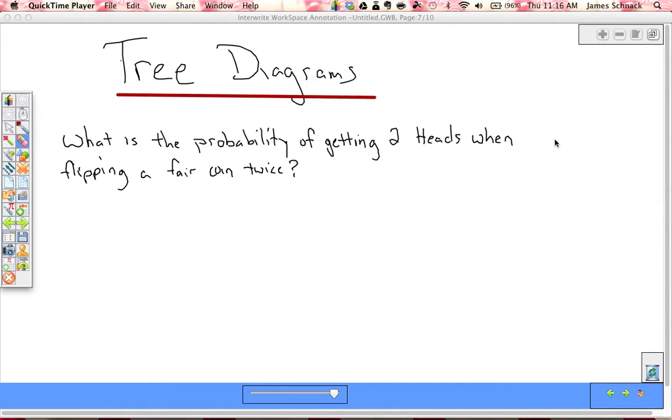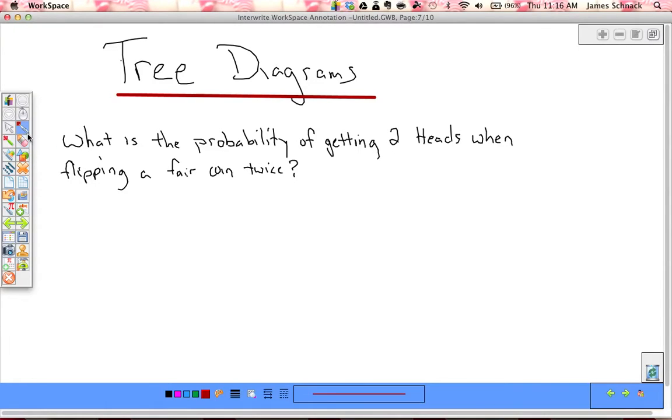We're going to look at the problem of getting two heads when we flip a fair coin twice to look at tree diagrams. So we could find this probability simply by listing the sample space: heads, heads, tails, heads, heads, tails, tails, tails, and see that one out of those four is heads twice. For a simple problem such as flipping a coin, that's not very involved. It's fairly straightforward and quick to list the sample space. But a lot of times it's not that simple.